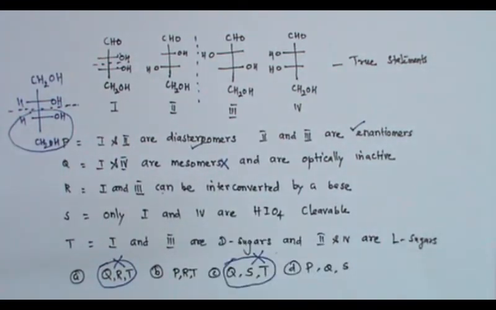And are optically inactive? No, it is optically active. It has two chiral centers. For both the chiral centers, the rotation will be different. So this statement is wrong. So I can eliminate this. P, R and T are correct. Now I can cross check whether R and T are correct or not.